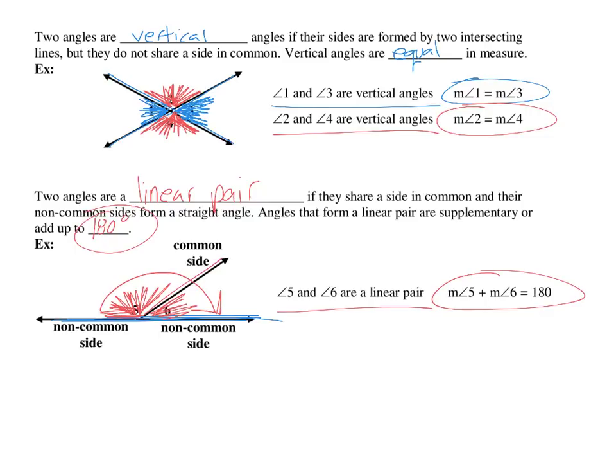So with vertical angles, it doesn't necessarily mean up and down. It just means they're across from each other. Here, across from each other, and they're equal. Vertical angles are equal. For a linear pair, they add up to 180 degrees. All right, let's do some examples now.